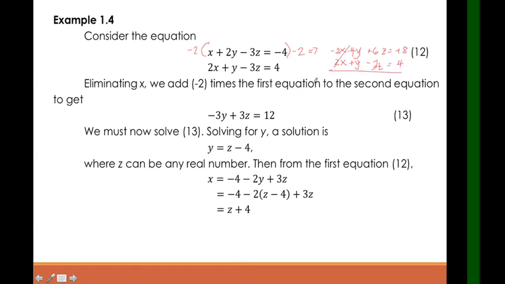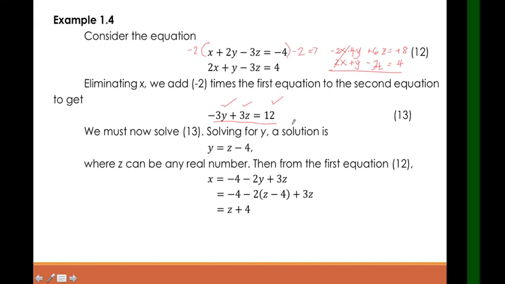This will become negative 3, correct? And then this will become positive 3, correct? And this one is 12, correct? Unfortunately, this is still composed of three variables actually. Not negative 3y plus 3z and then 12. Now, we must now solve 13, solving for y.